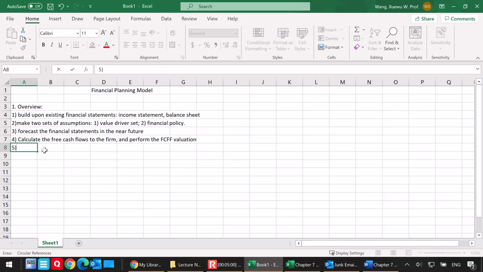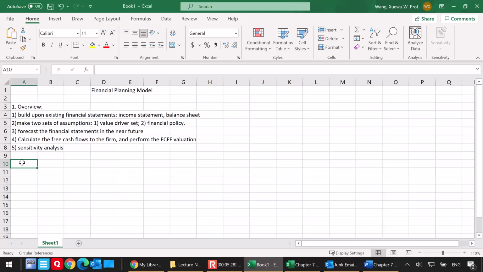The last step is sensitivity analysis. We just want to look at how sensitive our valuation number is to maybe a few key inputs. So this is the roadmap for what we're going to do.